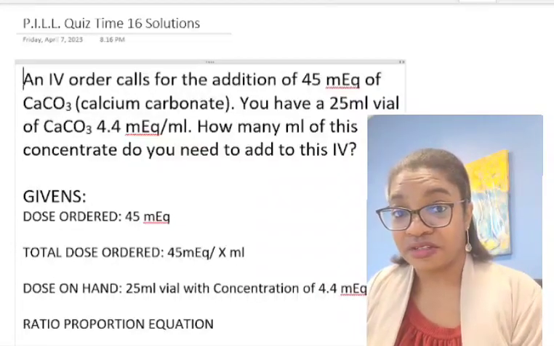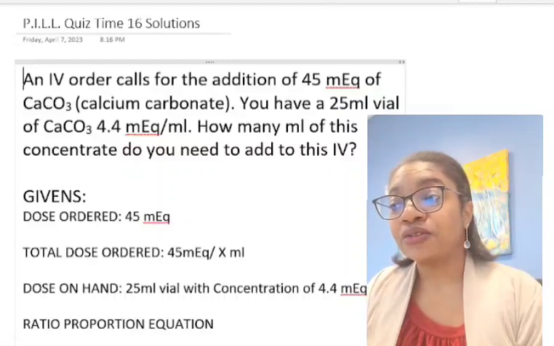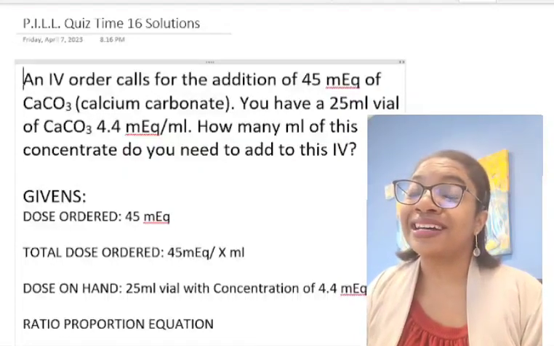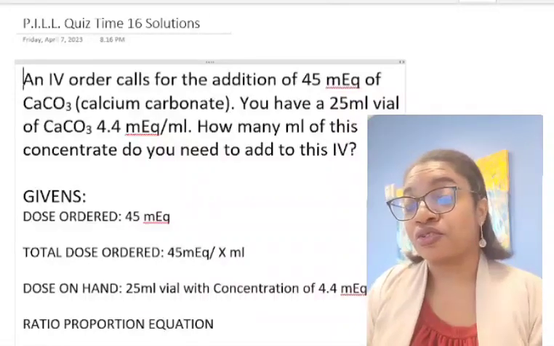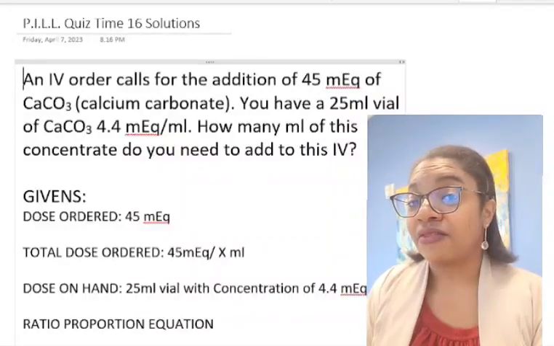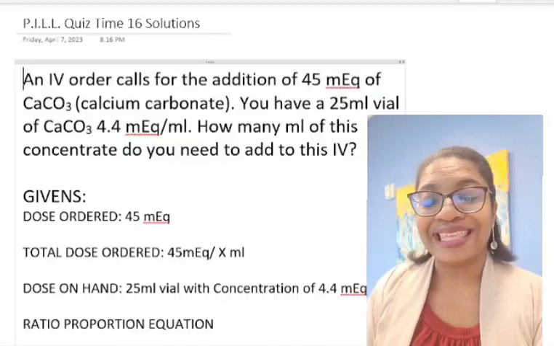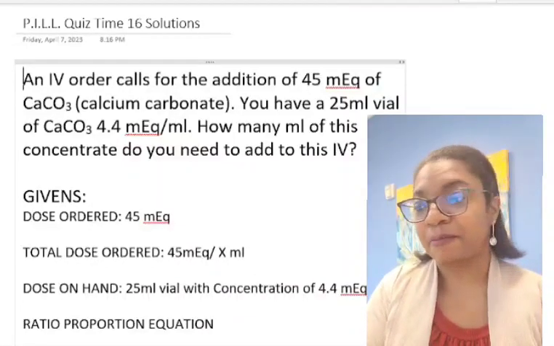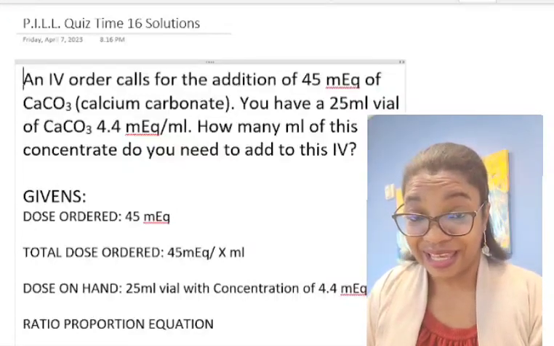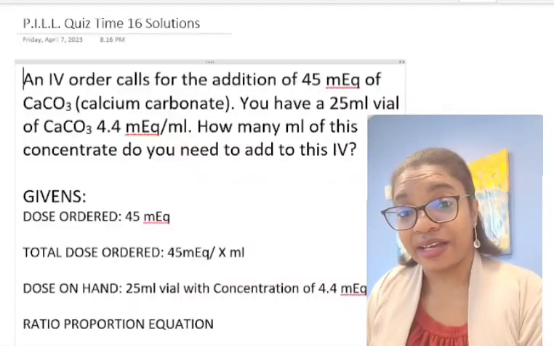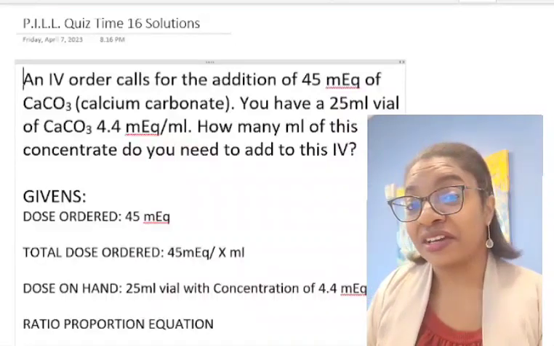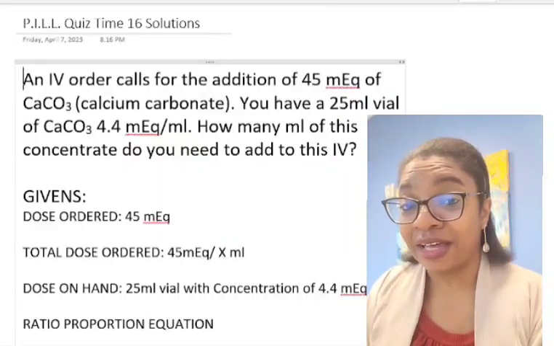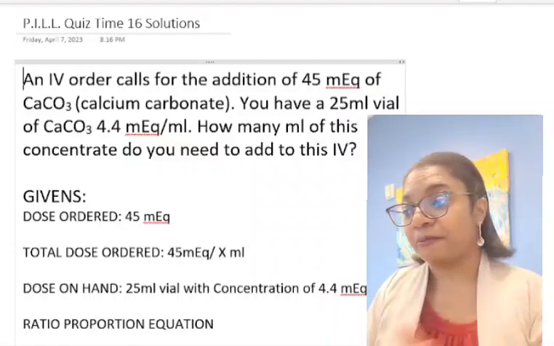That is the total concentration that we need. The total dose ordered will then equal 45 milliequivalent per an unknown volume that we are to draw out of our 25 milliliter vial and then add into a separate IV compounded sterile product bag. Our dose on hand is a 25 milliliter vial that has a concentration of 4.4 milliequivalent, but we're trying to get to 45 milliequivalent. So how do we get there?